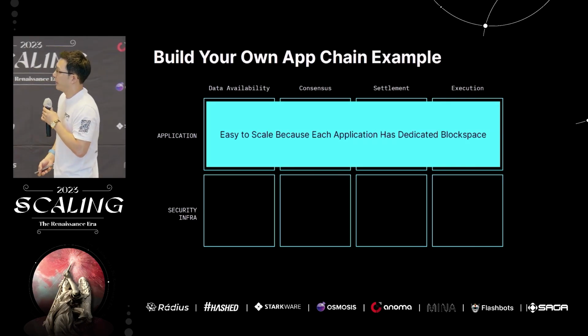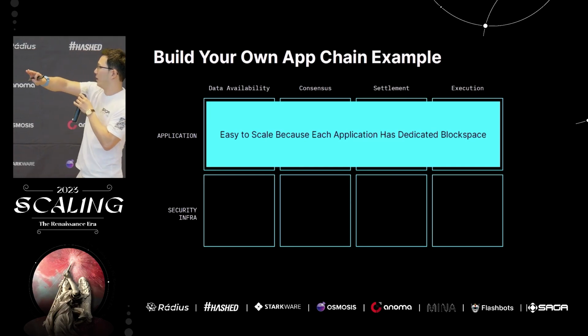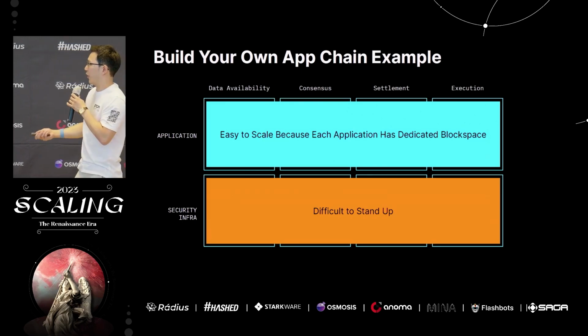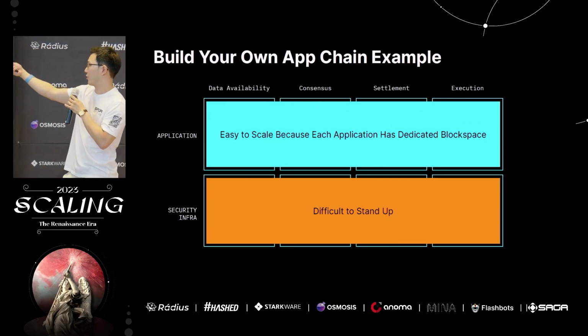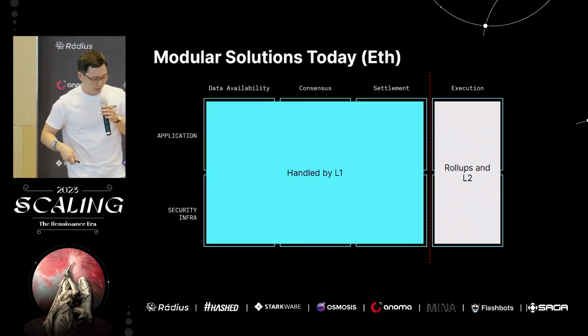What about an app chain, right? So here's an app chain example. It's like, hey, cool. Now everybody gets their own full stack, which is great. But it's really hard to stand up the security infrastructure on yourself, right? So what does the modular solution do?